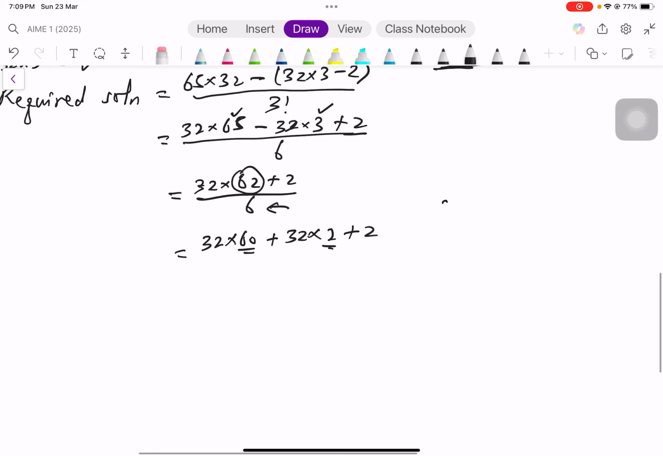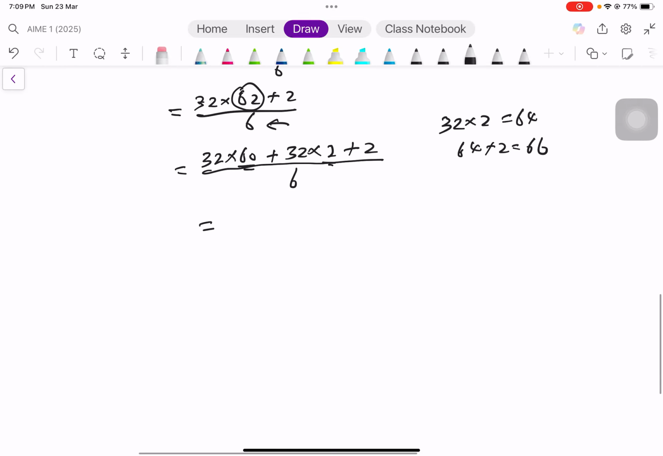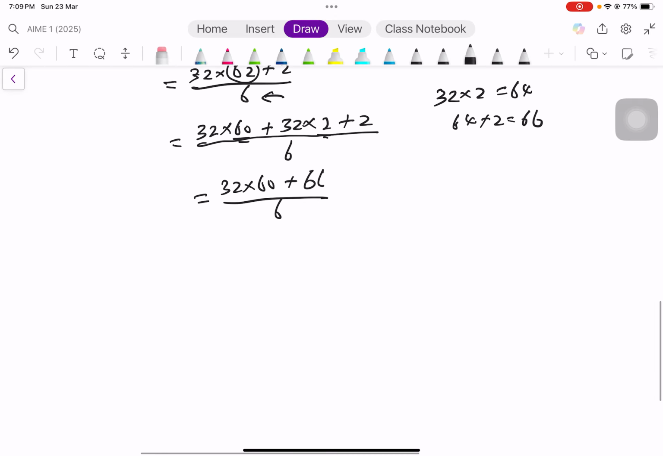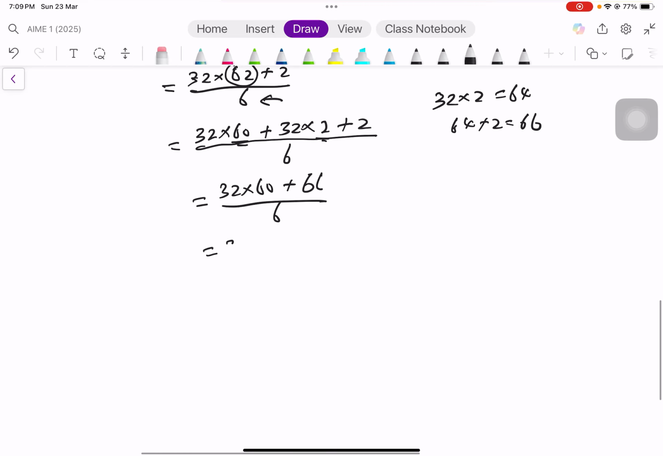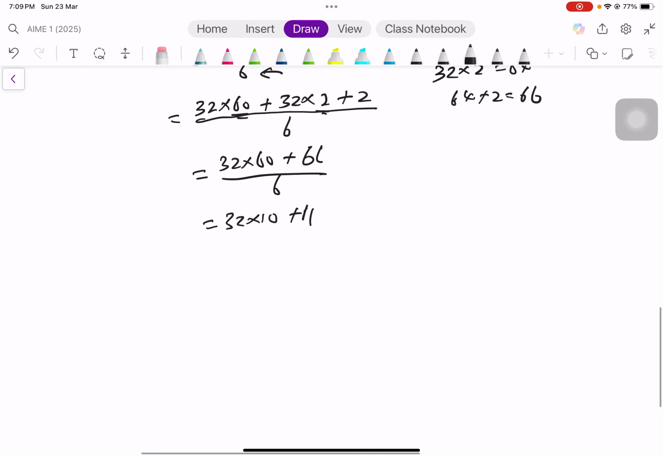Because we know that 32 times 2 is 64, and then 64 plus 2 is actually 66. Therefore, in this case, divided by 6, this is 32 times 60 plus 66, divided by 6. Therefore, that is 32 times 10 plus 11. That will give you 331. That will be the answer.